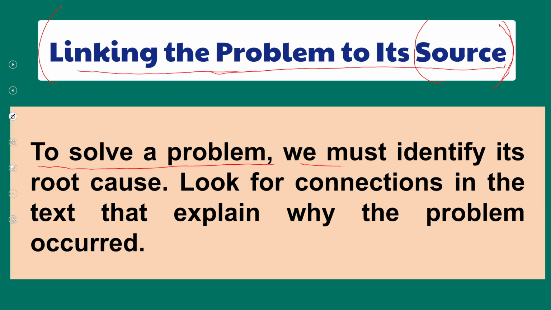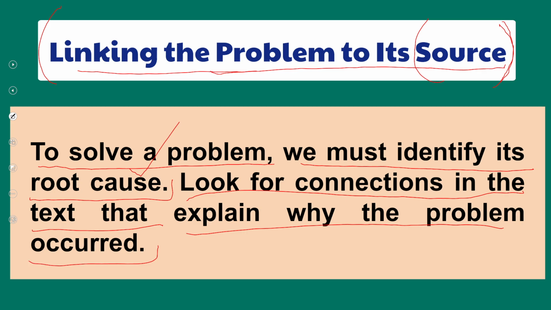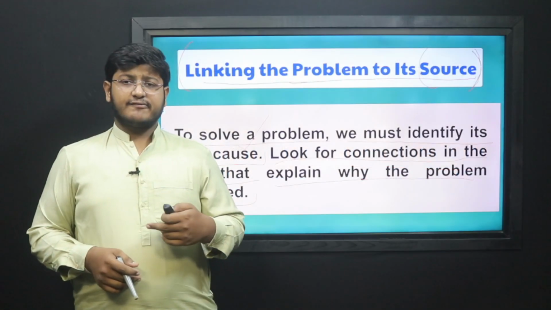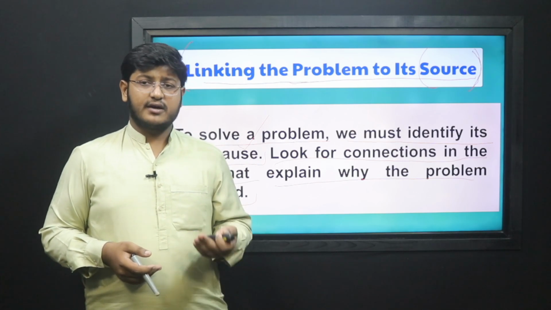To solve a problem, we must identify its root cause, because there is a problem like flood. So we have to find out what the root of this problem is. And if there is a problem like corruption, then for the sake of solving this problem, firstly we have to identify the root causes. What are the key reasons because of which the problem is going to happen in a society? So look for connections in the text that explain why the problem occurred. Most of the time writers have mentioned why the flood is coming, or why global warming is happening, or why the corruption is happening.